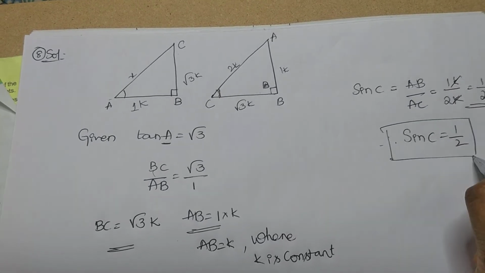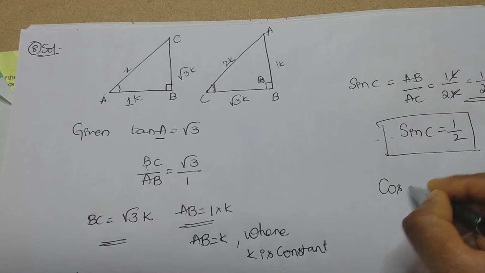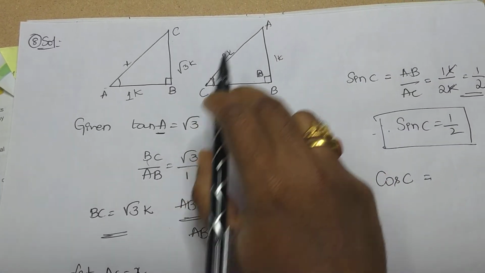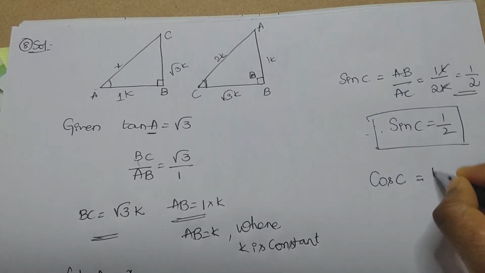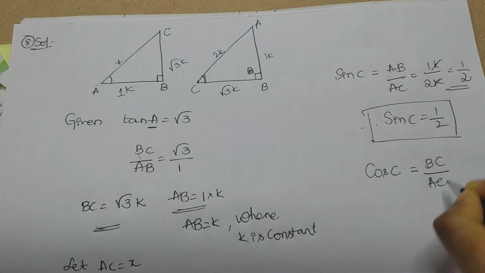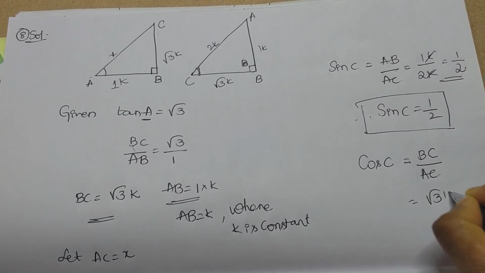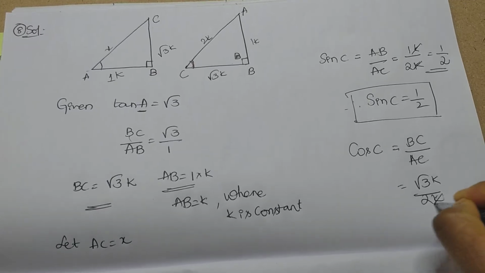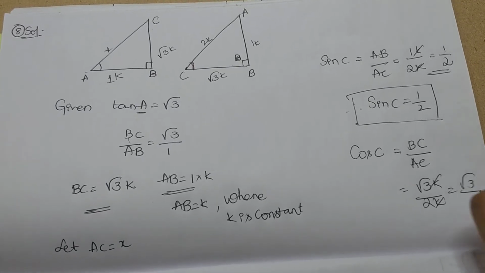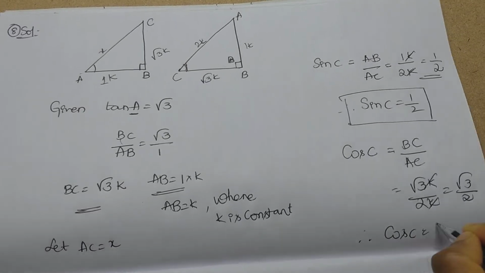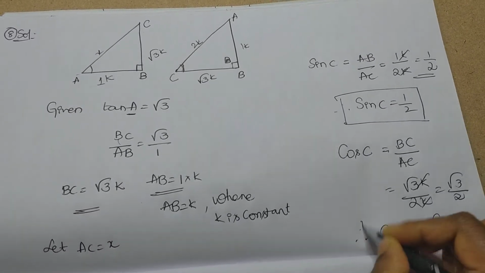Clear? In the same way, let's write the cos C value also. Cos C can be written as BC by AC, which is nothing but the adjacent side of angle C by hypotenuse. So, BC can be written as root 3k, and AC is 2k. K and k will be cancelled off. We will get the cos C value as root 3 by 2. Therefore, cos C equals root 3 by 2.